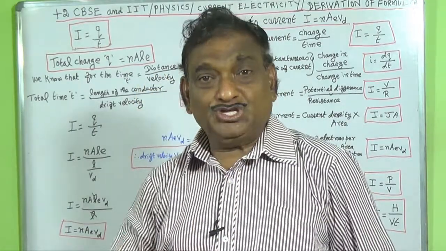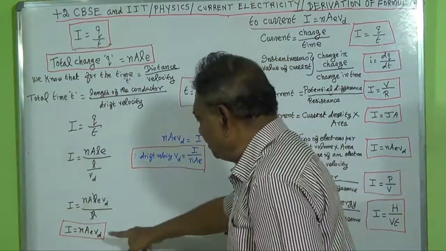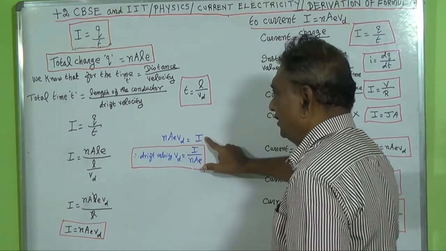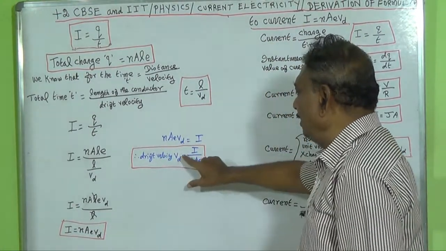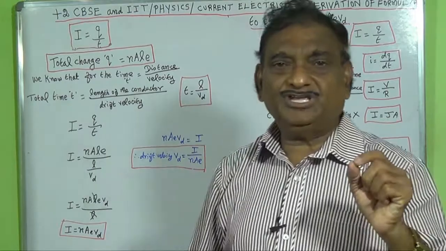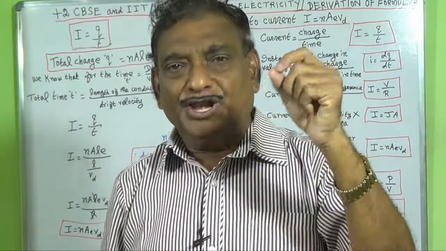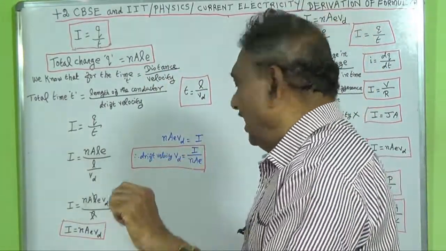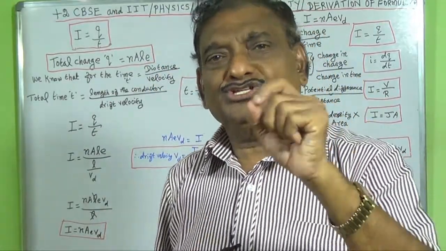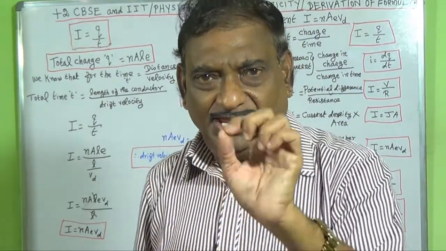nAeVd. From this formula, we can also get the formula for the drift velocity. Interchanging the sides, we get nAeVd equals I. Therefore, the drift velocity Vd equals I by nAe. So, from this formula for the current, we can also get the formula for drift velocity relating current, number of electrons per unit volume, cross-sectional area of the conductor, and charge of the electron. That is drift velocity equals I by nAe.